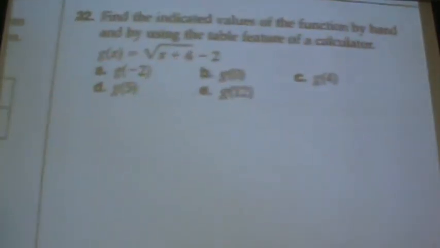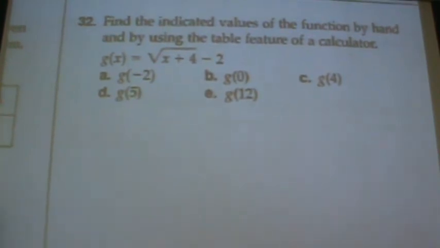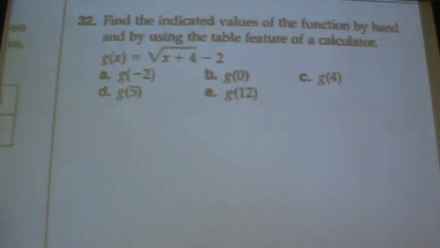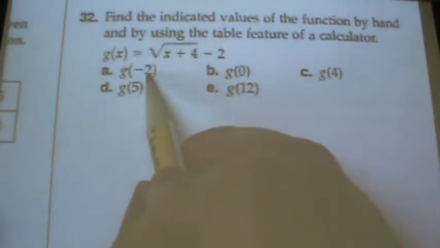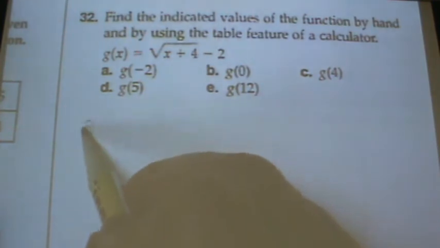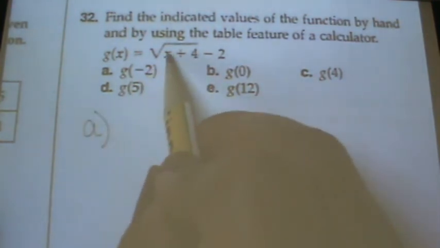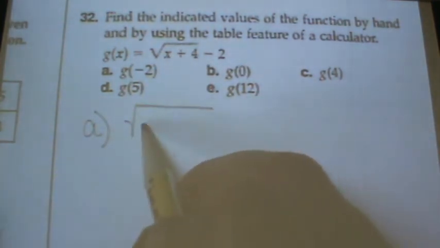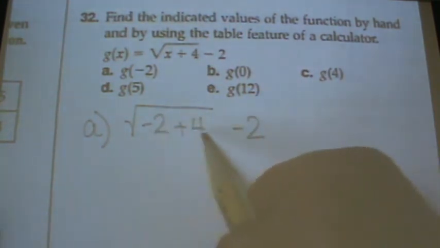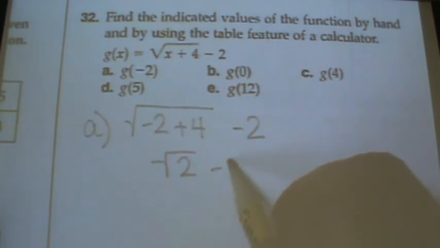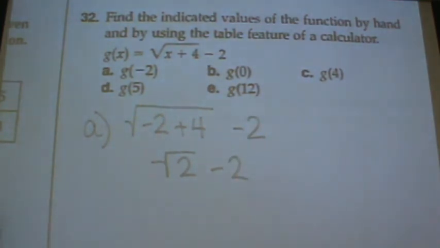And the last question, which these answers are not in the back of the book, find the indicated value of the function by hand and by using the table feature on a calculator. We're not going to do the calculator, but we're just going to plug in these x values. So for A, if you plug negative 2 in here, you get negative 2 plus 4, which gives you the square root of 2, minus 2. That's an exact answer.